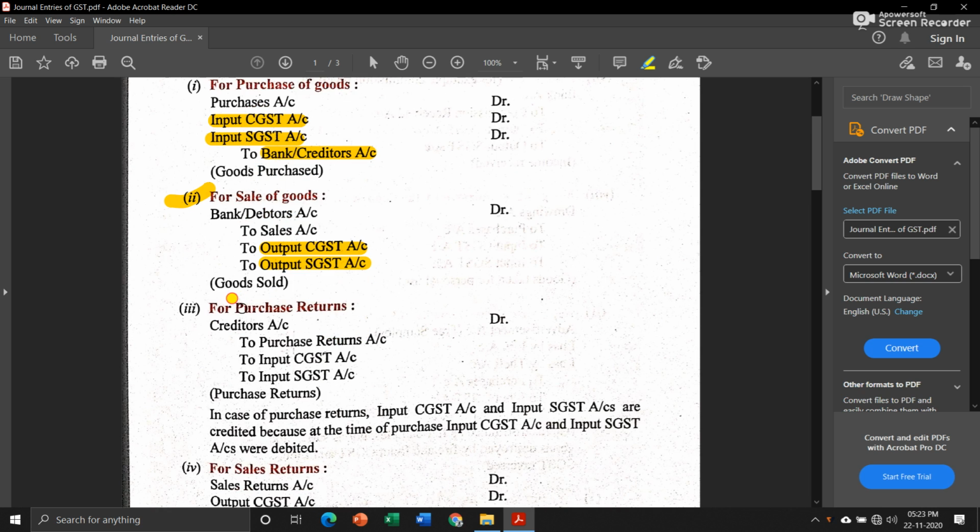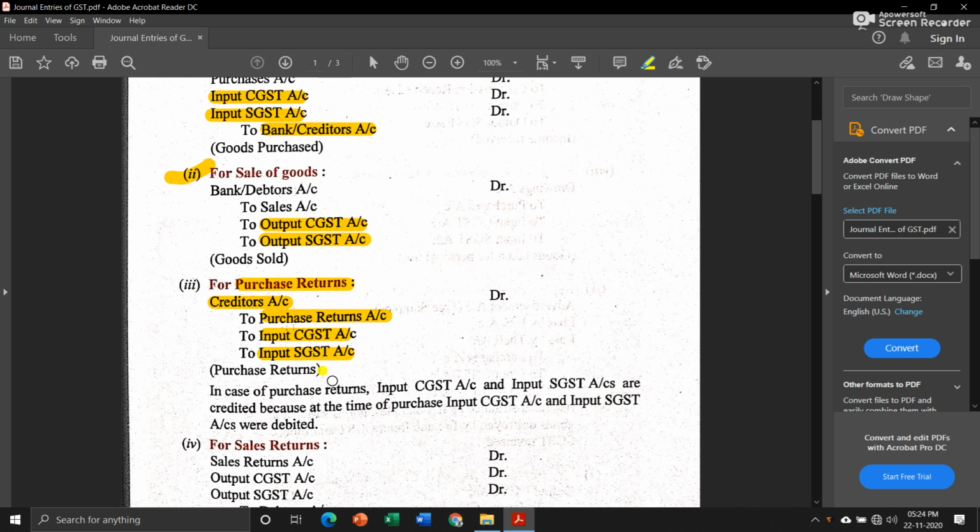Then suppose we return any goods after purchasing, then the normal journal entry would have been creditors account debit to purchases return account. Since in this question we have GST also, in that case we will credit input CGST as well as input SGST account. Now in case of purchase return, input CGST and input SGST accounts are credited because at the time of purchases, while we were purchasing, we debited those input CGST and SGST accounts. So while returning goods, the reaction will be opposite and we have to credit input CGST and SGST.